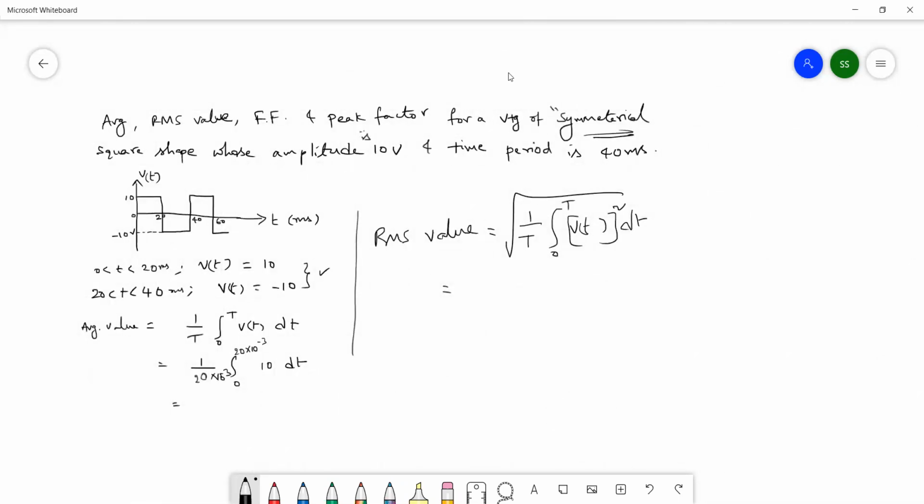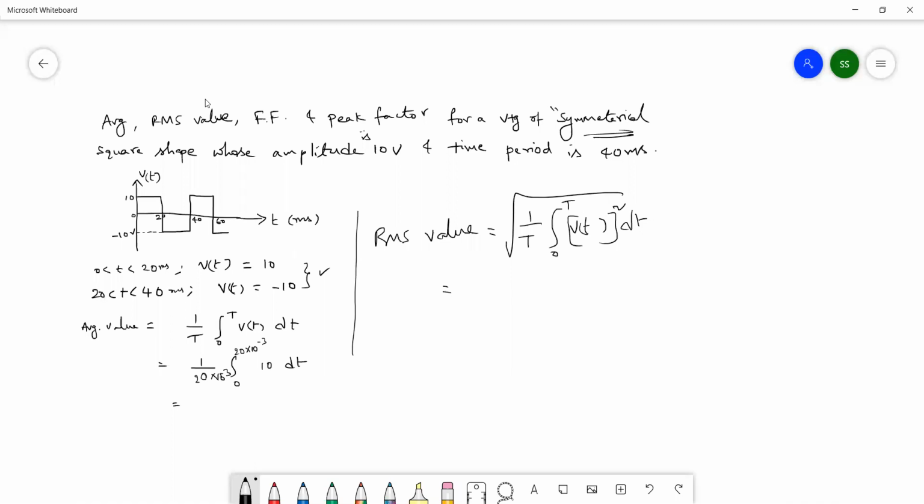Whereas in average value, we need to consider only half cycle. You can do it for the full cycle, but you will get 0, because both half cycles are symmetrical and identical in nature, so you get a positive value for the positive half cycle and a negative value for the negative half cycle. Both have the same magnitude, and the addition of those two will become 0. That's why we are not considering the full cycle for average value.